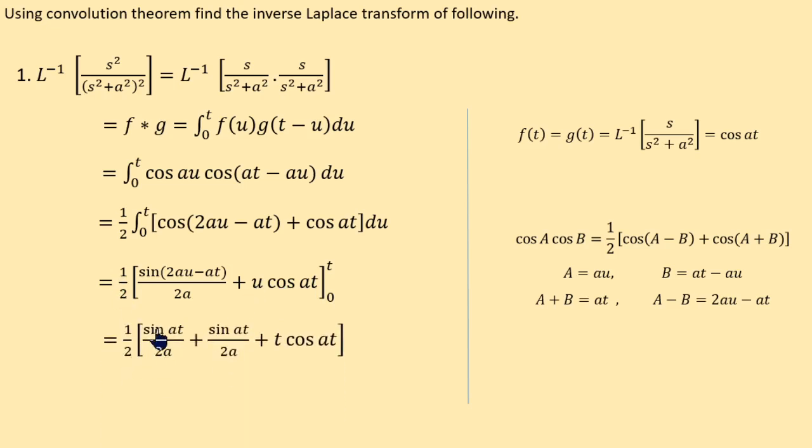And hence it is half into sin at by 2a plus sin at by 2a means 2 sin at by 2a plus t cos at. By taking a common outside, add these two, it becomes 2 times, cancel 2, sin at by a, taking a outside, sin at plus at cos at. The answer is 1 by 2a into sin at plus at cos at.